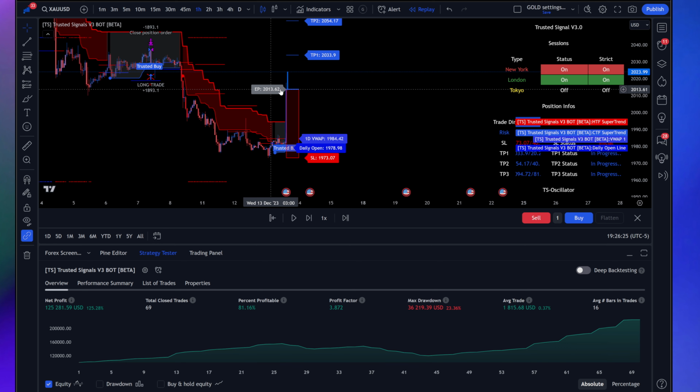All right. So essentially, trusted signals V3 is a very, very powerful indicator. Matter of fact, strategy, okay, because it's actually backtestable. These are the current results, as you guys can see here, for the last 3 months. And of course, if I go ahead and change that to the month of December, you can see exactly what it did in the last month as well.